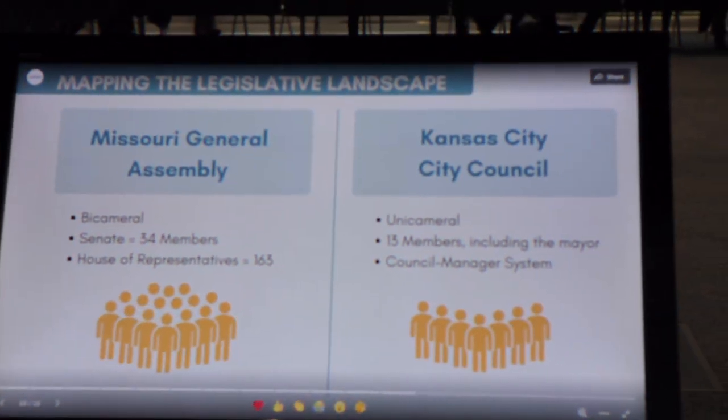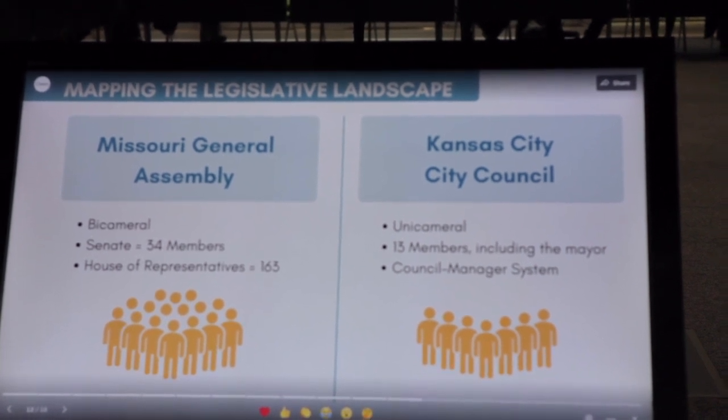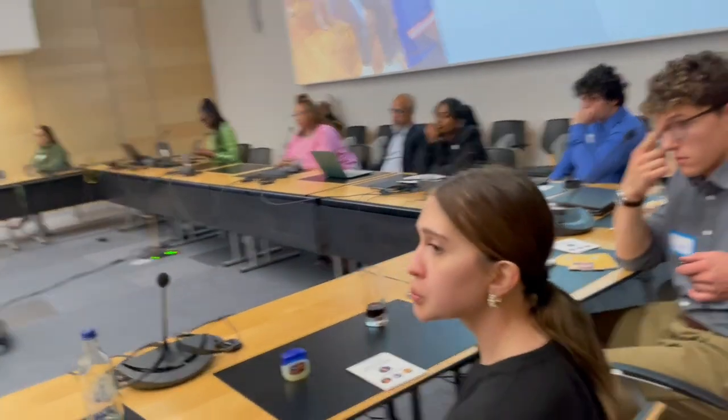So I want to start first by mapping out the legislative landscape. And so in order to accomplish any goal within a political system, it's important to understand how that political system functions. What are the structures that exist within that political system? How is change made in that political system? How are laws passed, etc.